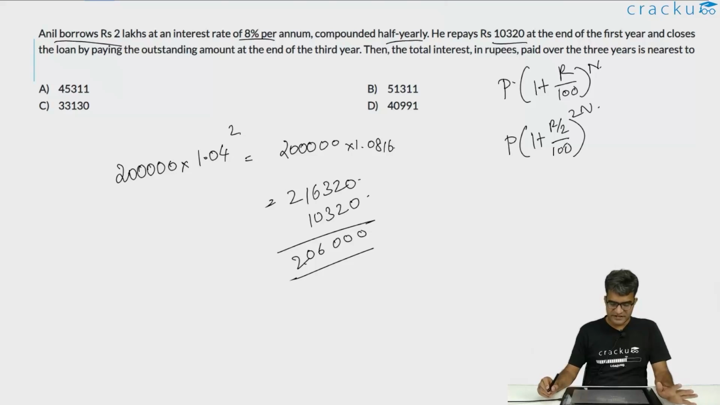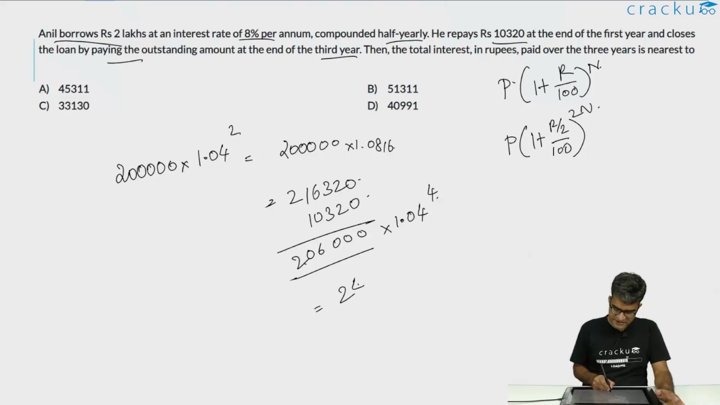The rate of interest continues to be 8% per year, compounded semi-annually, and there are 2 more years left because he closes this at the end of the 3rd year. After 1 year, we have calculated the amount outstanding. So now 2 years are left. So the total amount outstanding is into 1.04 whole to the power 4. This is equal to 2,40,991. This is the total amount that he repays.